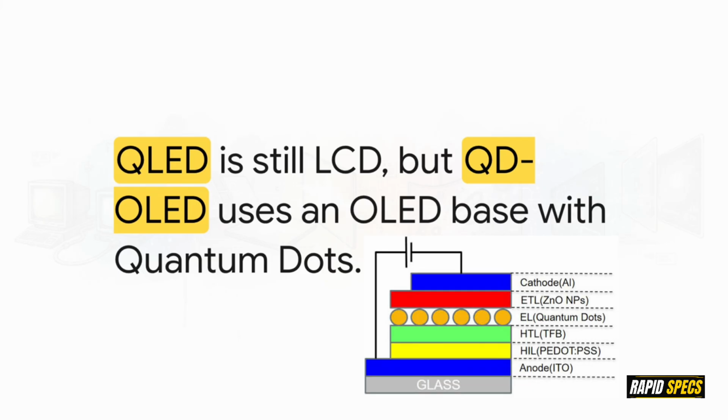However, a QD-OLED is a genuine breakthrough. It uses a pure blue OLED panel as its base, and then uses quantum dots to cleanly convert that blue light into red and green. So you get the perfect blacks of an OLED combined with the blinding brightness and pure colors of quantum dots.